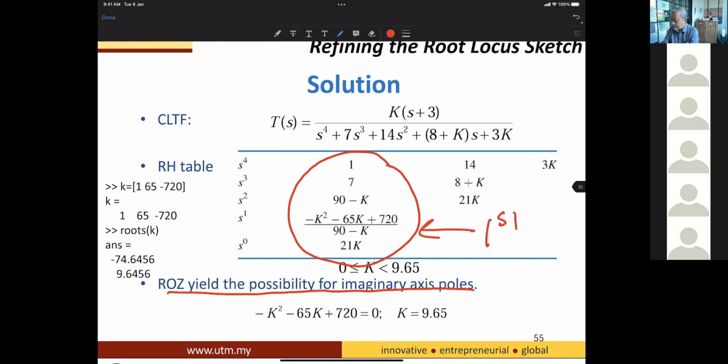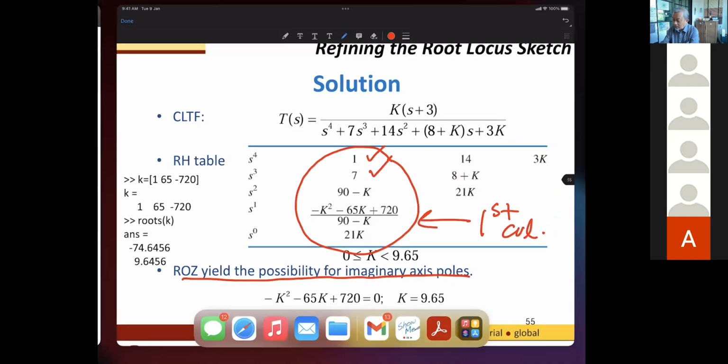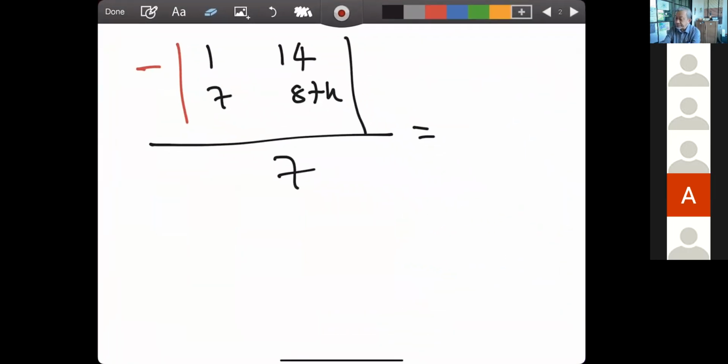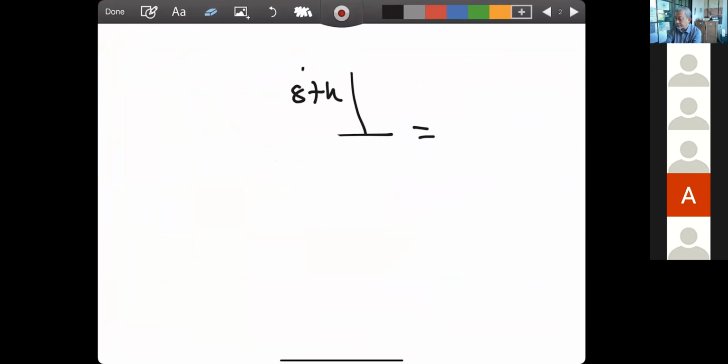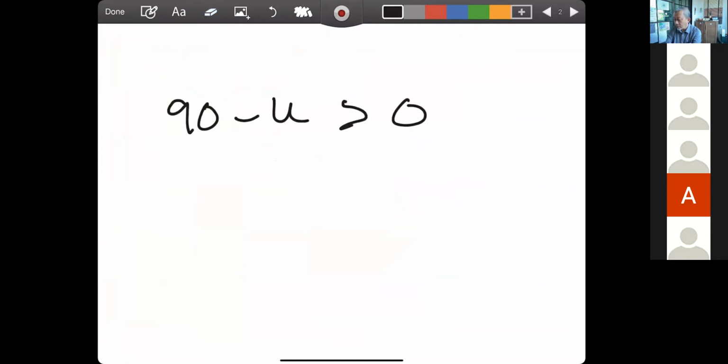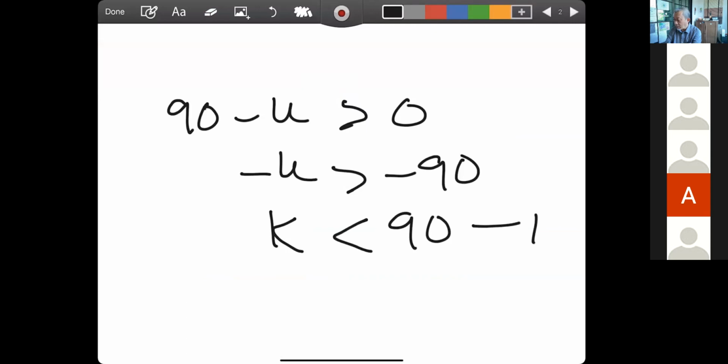Okay. So 1 is greater than 0, fine. 7 is greater than 0, fine. Then 90 minus K greater than 0, minus K greater than minus 90, then K is less than 90. Equation number 1.